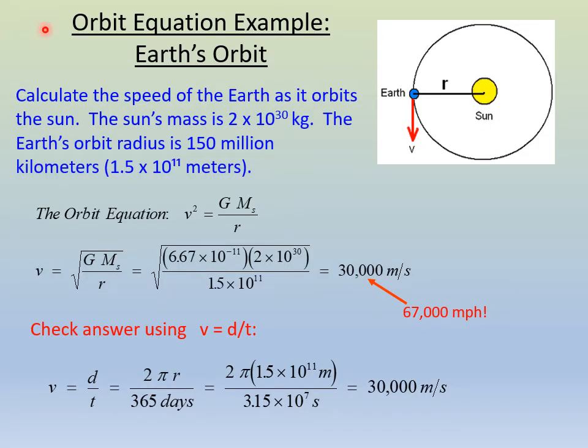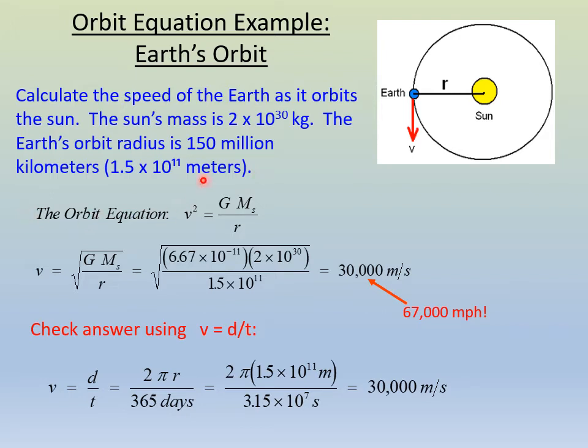Let's look at an example of the orbit equation for the planet Earth. We're going to calculate the speed of the Earth as it orbits the sun. The sun's mass is given to us here as 2 times 10 to the 30th kilograms. Obviously, that's a big number, right? The Earth's orbit radius is 150 million kilometers, or in scientific notation, that's 1.5 times 10 to the 11 meters.